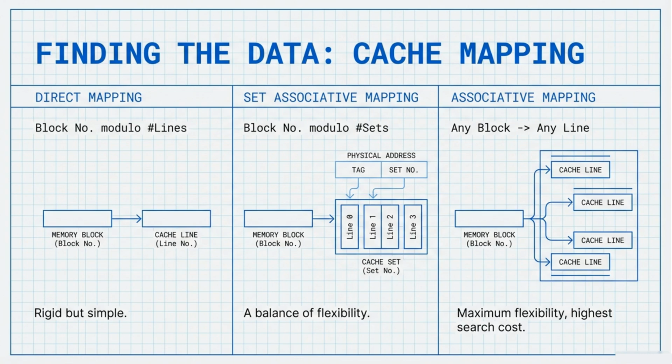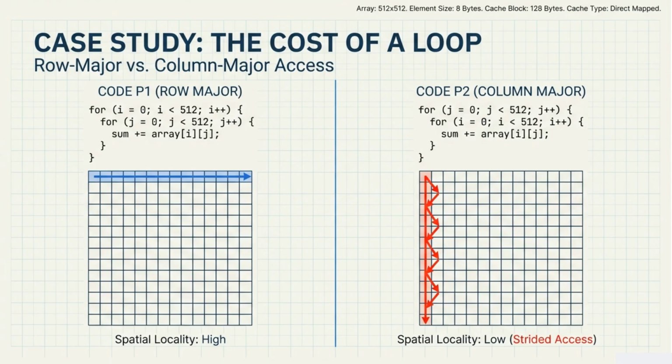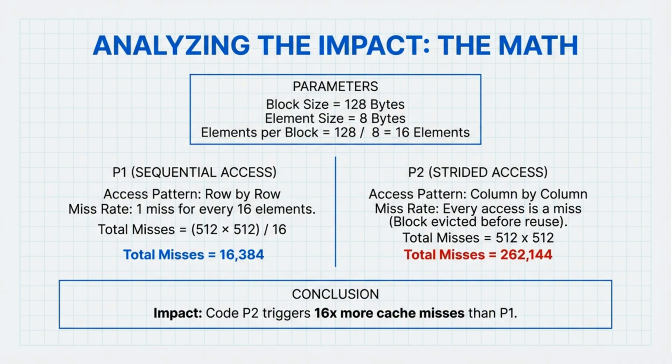Options range from simple direct mapping to flexible associative mapping, with set associative mapping providing a balance between the two. A case study compares row major versus column major access. Row major access provides high spatial locality, while column major, or strided access, results in low spatial locality. Analyzing the impact mathematically, the strided access pattern, P2, generates 16 times more cache misses than the sequential access pattern, P1. This highlights the importance of spatial locality.